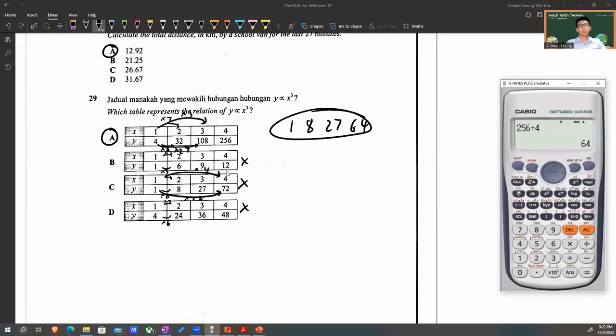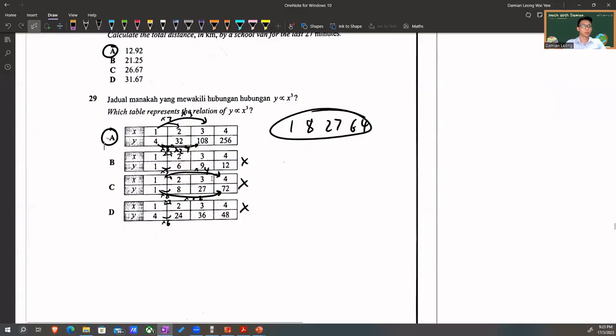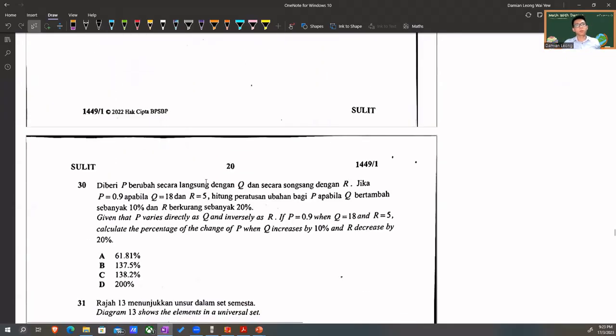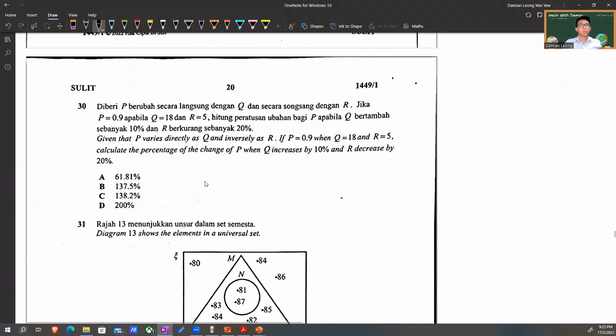Which in this case, see 104, 8 over 32, 27 over 108, 64 over 256. You see, it's all 104, which is correct. So answer A. Question 30.